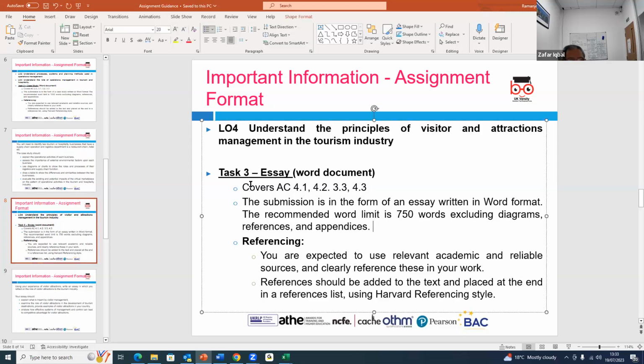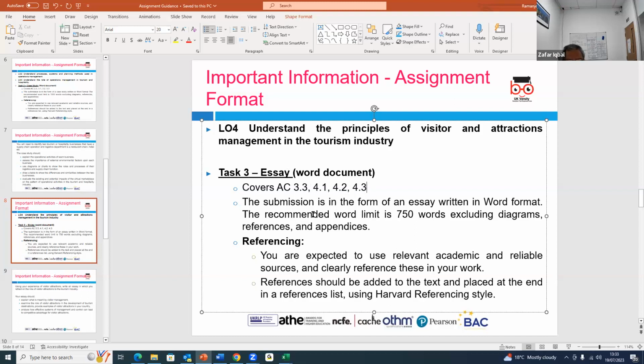All right. So this is a task, and this is task number 3. It's an essay. It covers assessment criteria 4.1, 4.2, 4.3. So there are 4 assessment criteria. Let me move this and put it here. All right. Okay. So let's have a look.